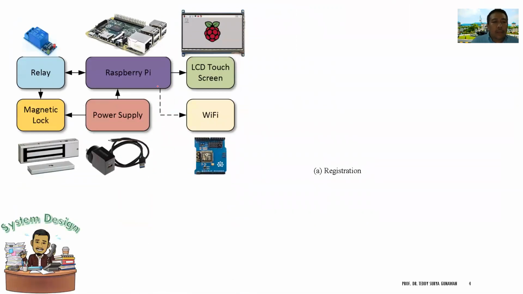For the design of our system, on the hardware part, we have the Raspberry Pi 3, of course, as our main single board computer. And then we have the LCD touchscreen. The function of the LCD touchscreen is for input as well as output. Then from here it can connect to the relay. The relay will provide an interface between the low voltage, low current to high voltage, high current. So it can be connected to a magnetic lock.